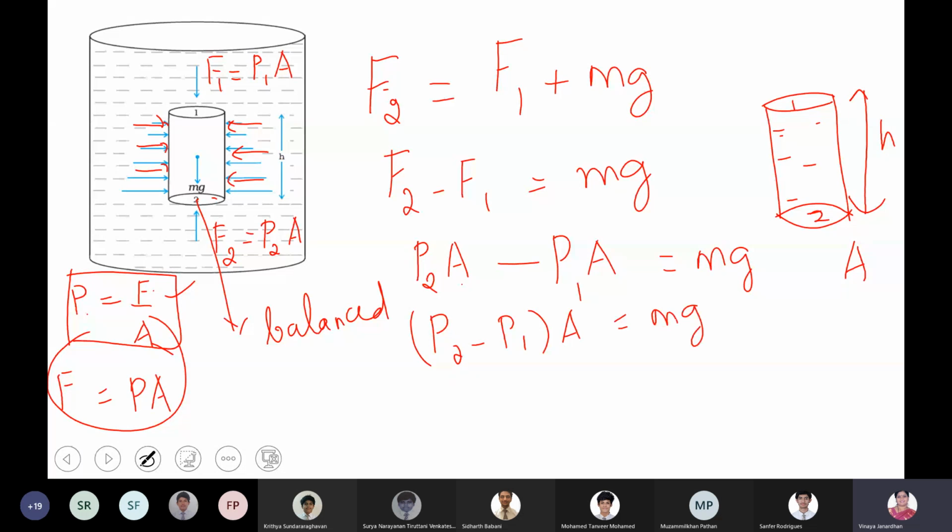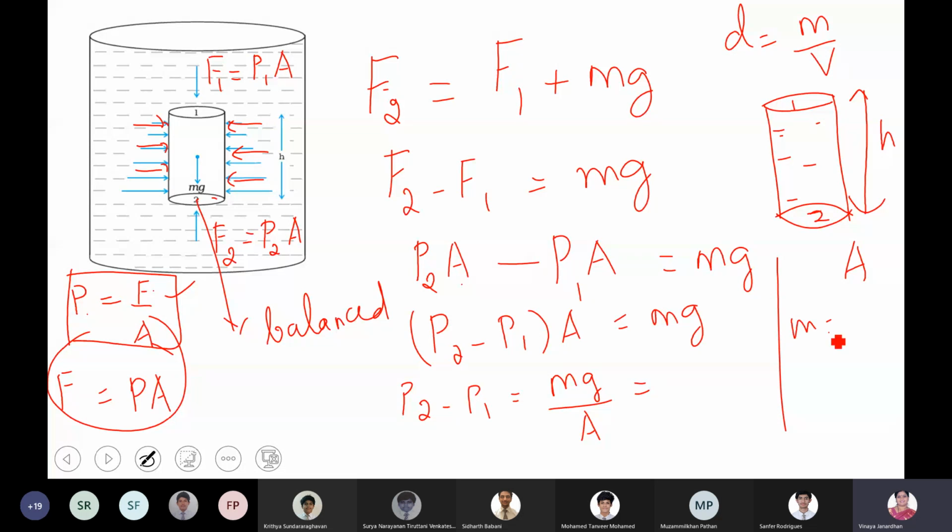I'll bring area to the other side: P2 minus P1 is equal to M into G by area. Density is mass by volume, so mass becomes density into volume. So your mass is density rho into volume, and I can write rho V G by A.